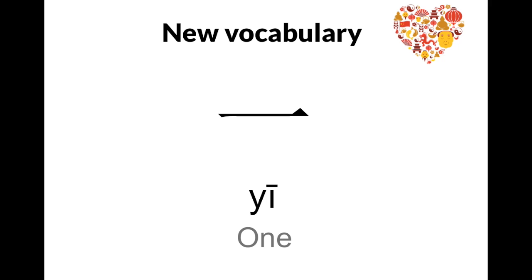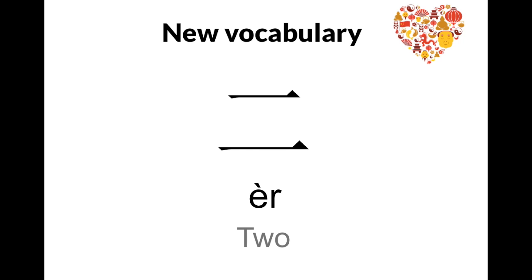And here are some hopefully really simple characters for you. First off, yi, the first tone, the number 1. And it's very easy to remember. It's just one horizontal line meaning 1, the number 1. Yi. So if you had one horizontal line meaning 1, then 2 horizontal lines, yes, it means 2.